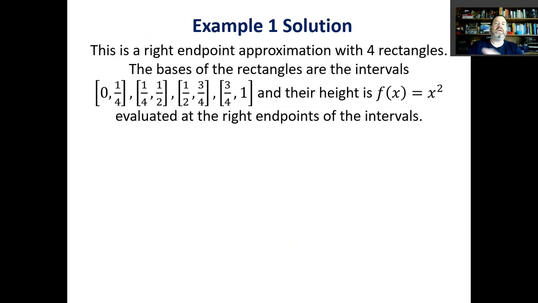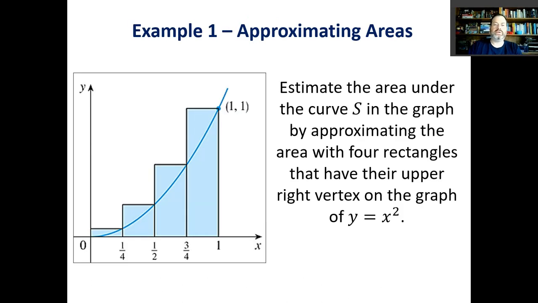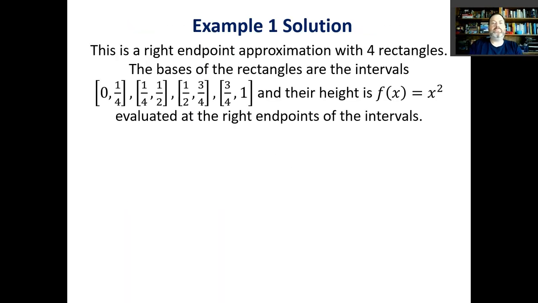Okay, so we're doing a right endpoint approximation with 4 rectangles, right? You can flip back and look at them. The bases of the rectangles are the intervals 0 to 1/4, 1/4 to 1/2, 1/2 to 3/4, and 3/4 to 1. And the height is f of x equals x squared, evaluated at the right endpoints of the intervals.